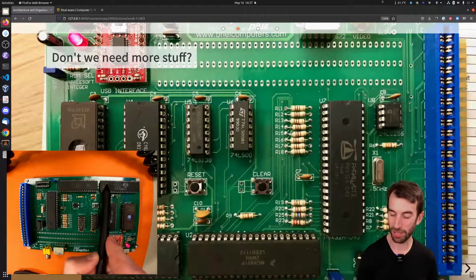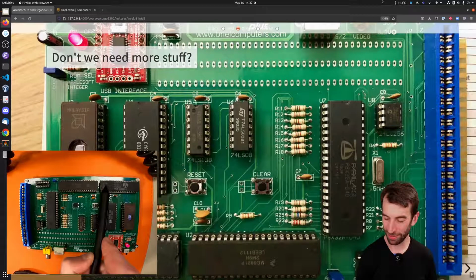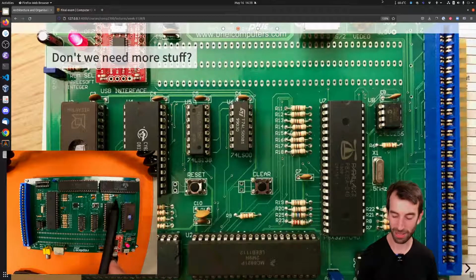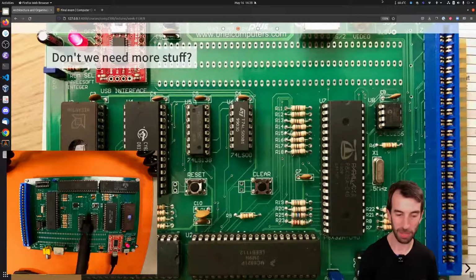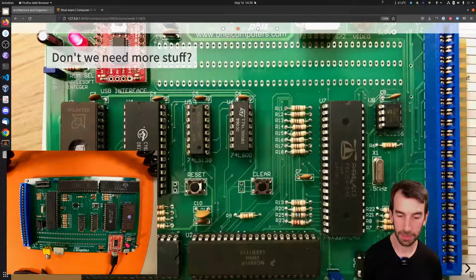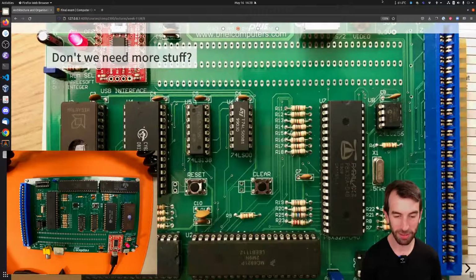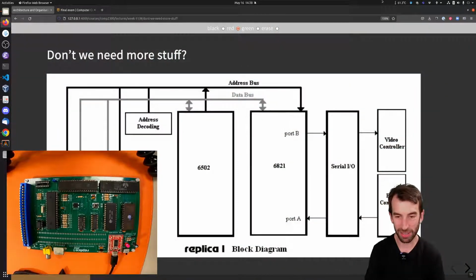This chip is manufactured by Rockwell, but it's a design by MOS, which I don't think exists anymore. And this one's manufactured by Motorola. Yeah, so that's my little computer. I've got a block diagram of it here so you can see how this all connects together.